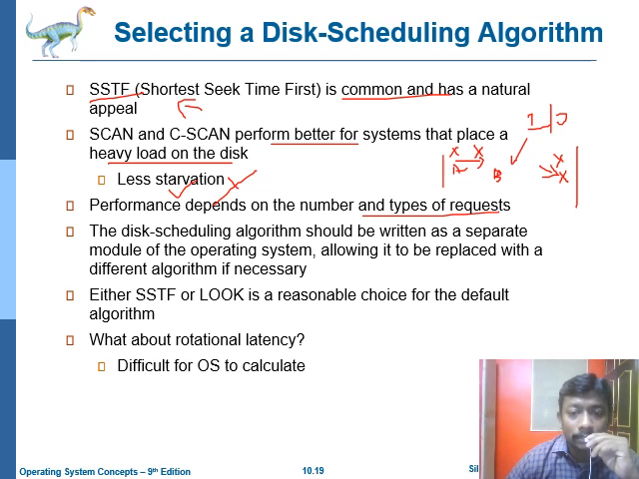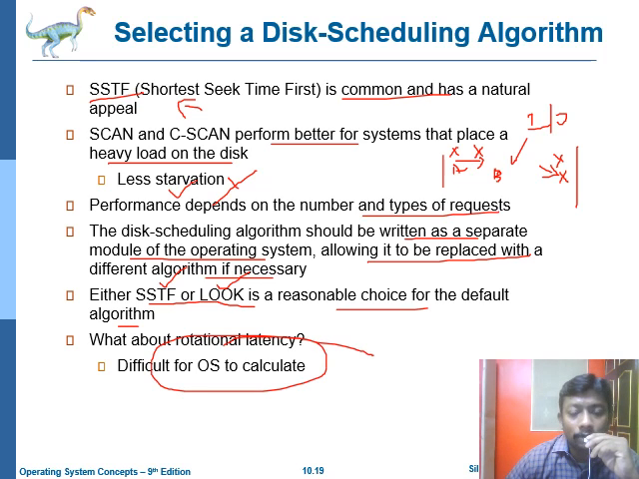The scheduling algorithm should be written as a separate module of the operating system, allowing it to be replaced with a different algorithm if necessary. Either SSTF or LOOK is a reasonable choice for the default algorithm. Whatever the rotational latency, it is a very difficult thing for the device to calculate. This is what we have to concentrate on. If any question is asked on disk scheduling algorithms, you have to write all the algorithms. If they mention any two, any three or any four algorithms, you have to write that many. It is a very important point.